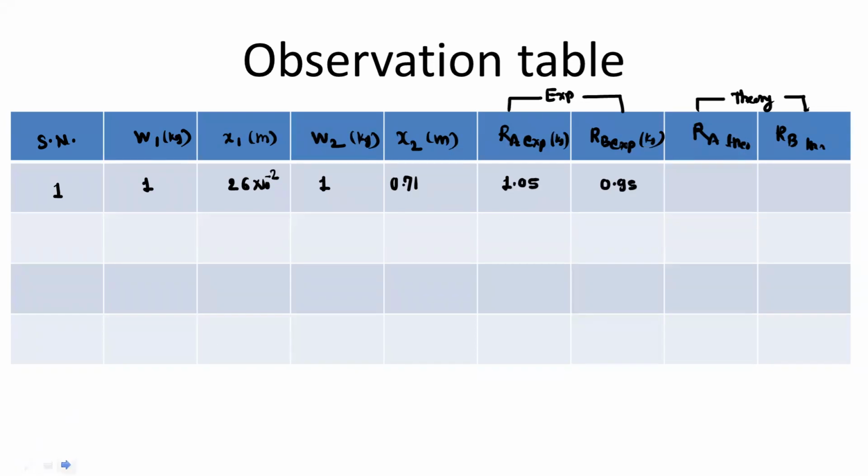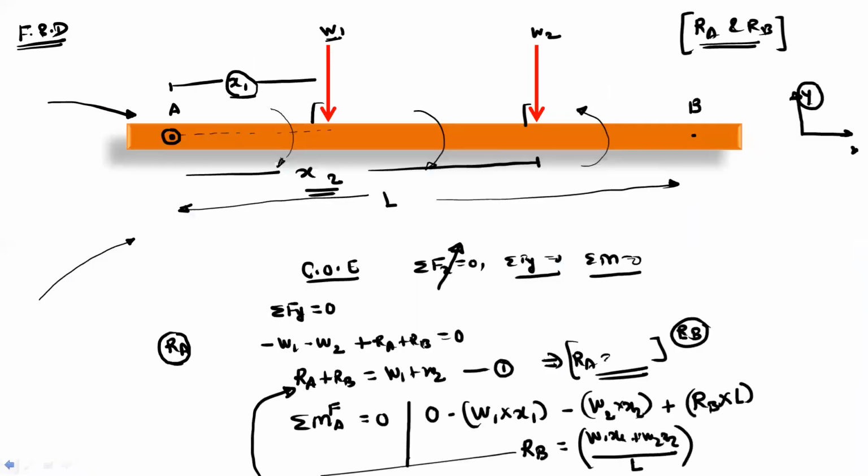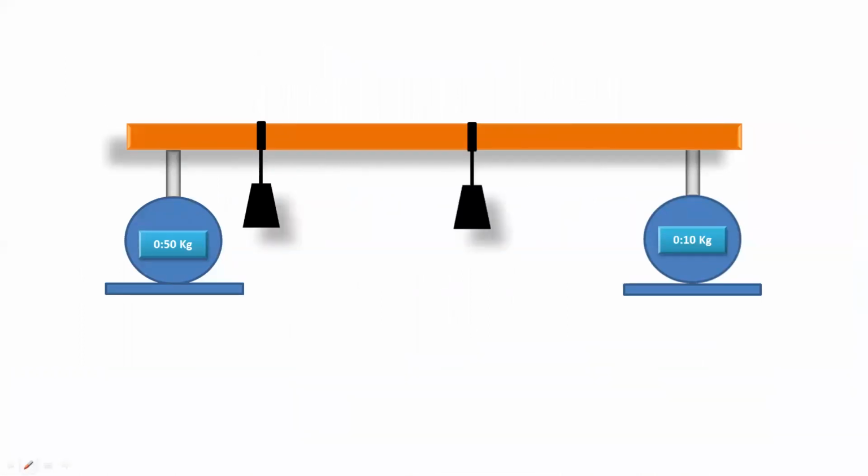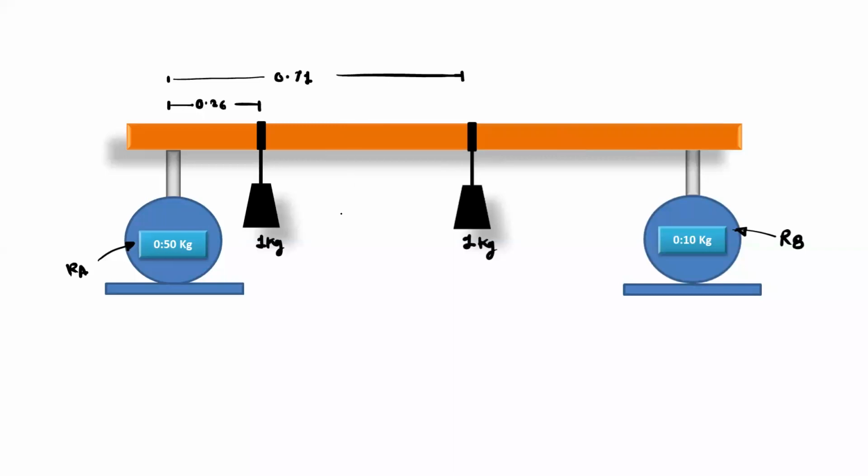So we will draw the free body diagram. Okay, so you can refer to this setup. It is similar to the physical setup. Here we have reaction Ra, and this spring balance will give the value of reaction Rb from the experiment. Initially we have connected a 1 kg weight. This distance is 26, so it is 0.26 meter. And this distance is 0.71 meter, that is 71 centimeter. Okay.